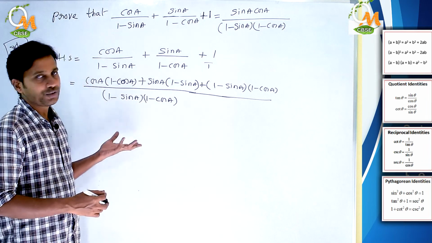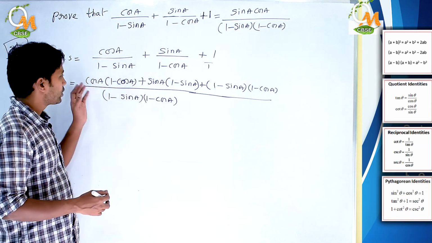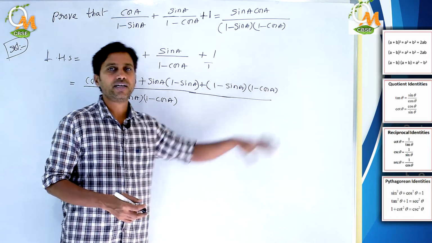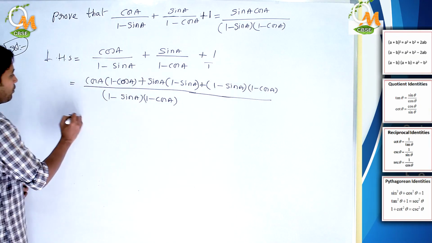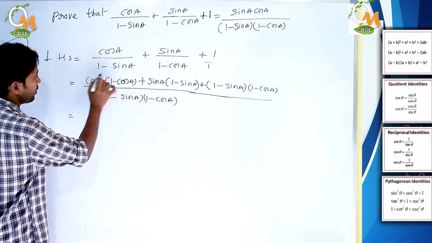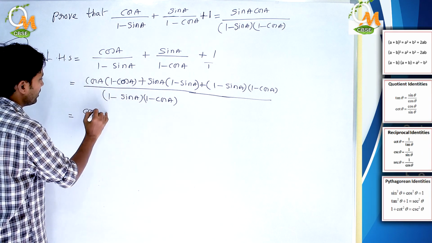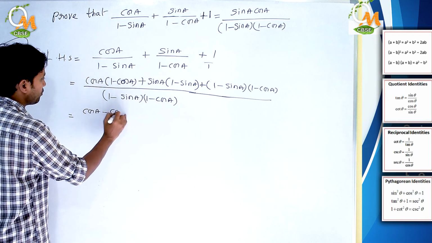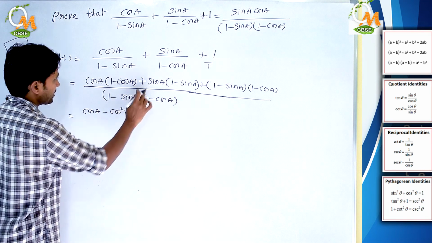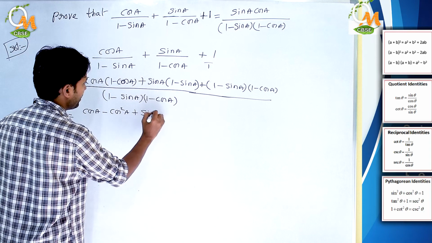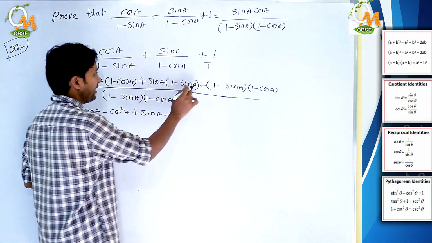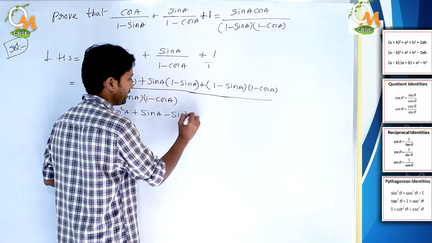Because nothing is there to do. We need to simply solve it by opening the brackets. How to open them? If you want to solve the first bracket, multiply cos A with each and every term. So cos A into 1 would be cos A, minus cos A into cos A would be cos square A, plus sin A into 1 would be sin A, minus sin A into sin A would be sin square A.